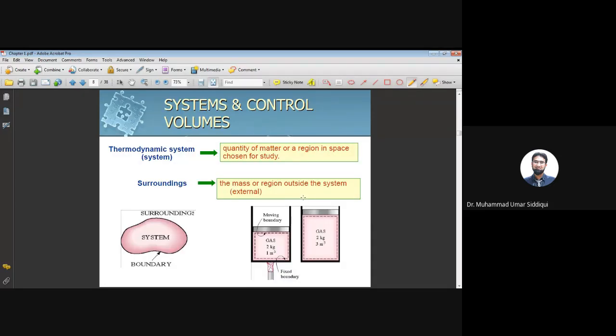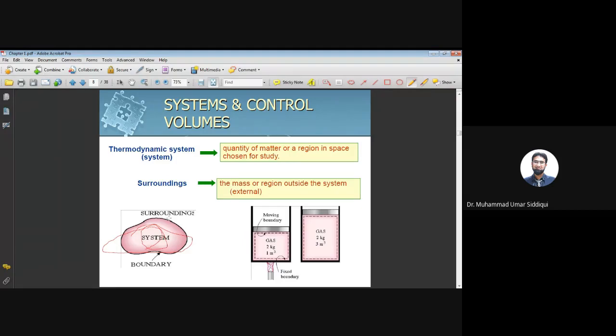System and control volume. Since we are going to study thermodynamics, we have to define a system. What do we mean by system? When we say system, we mean any object of our interest. Anything we are interested to study becomes our system, and everything around it becomes the surrounding. Suppose we are interested in studying this system; we call it the system because it is our area of interest. Between the system and surrounding there has to be a specific boundary, which separates the system from the surrounding.